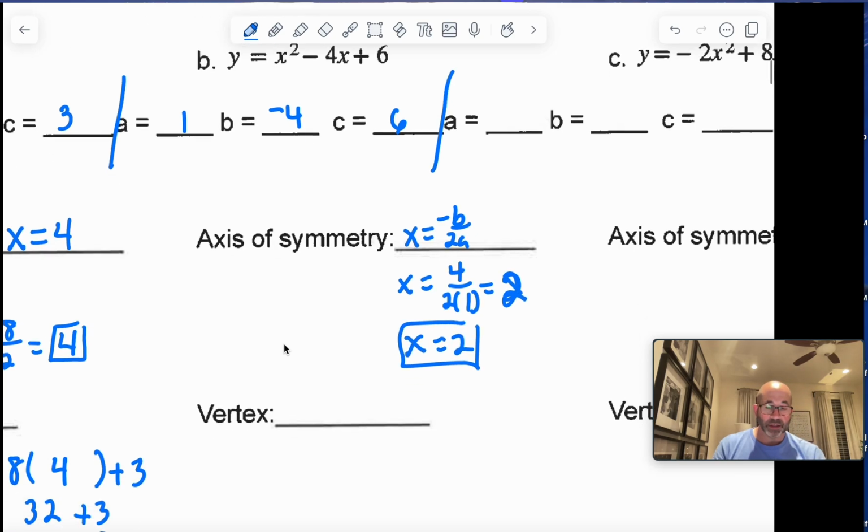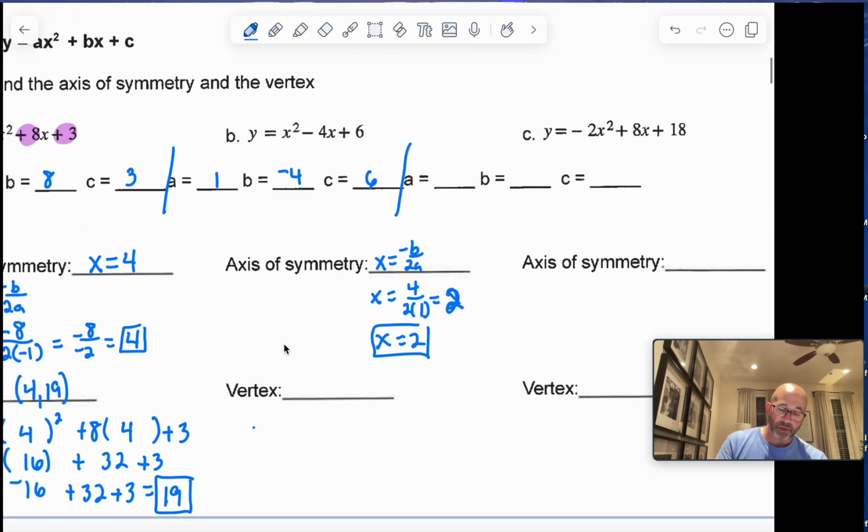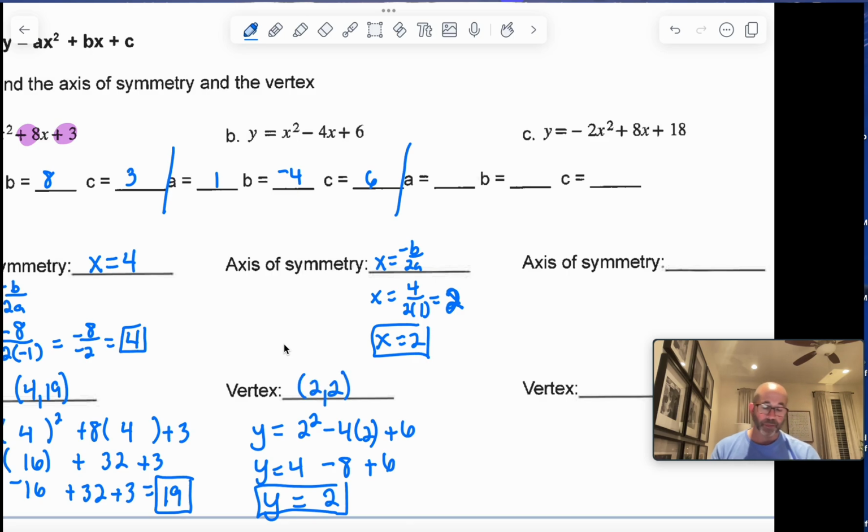Let's go ahead and substitute that in to get our y value. We get y is equal to 2 squared minus 4 times 2 plus 6. It means that y is equal to 4 minus 8 plus 6. So y is going to equal 2. Let's put these together, and my coordinate for the vertex will be at 2, 2.